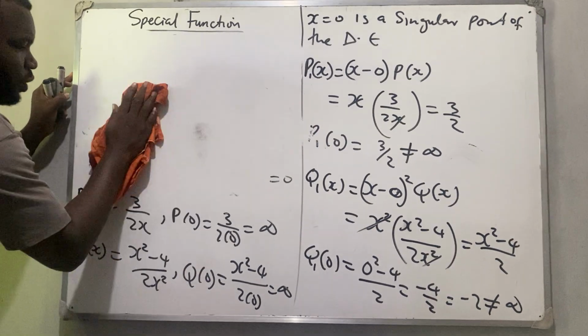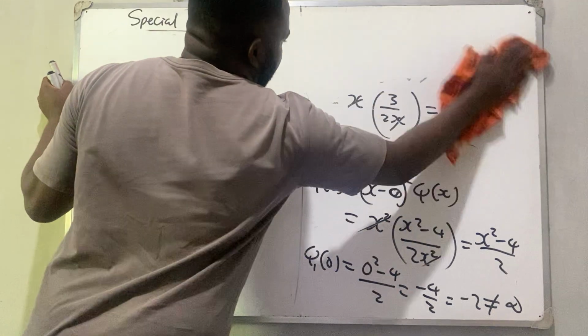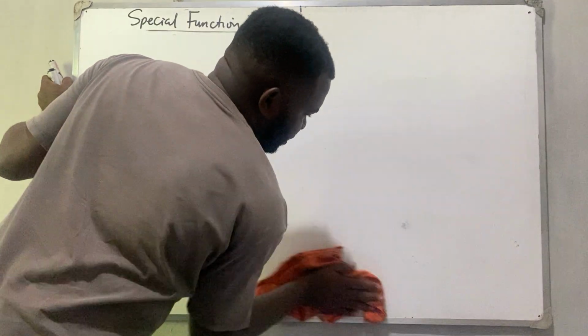So now let's look for the one that is an irregular singular point of a differential equation. Let's take one more example.